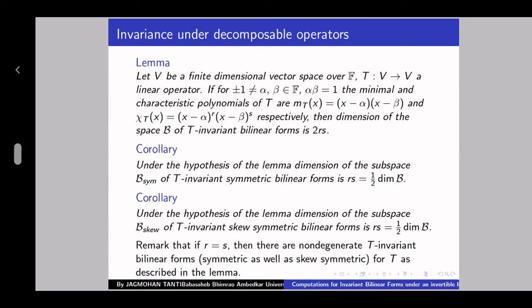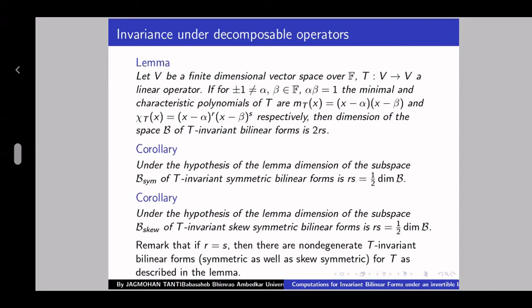Here the subspace of T invariant symmetric bilinear forms is coming as R into S. That is half of the dimension of T invariant bilinear forms. The same thing is true for skew symmetric invariant bilinear forms. If R equals S, then there are non-degenerate T invariant bilinear forms, symmetric as well as skew symmetric, for this T.